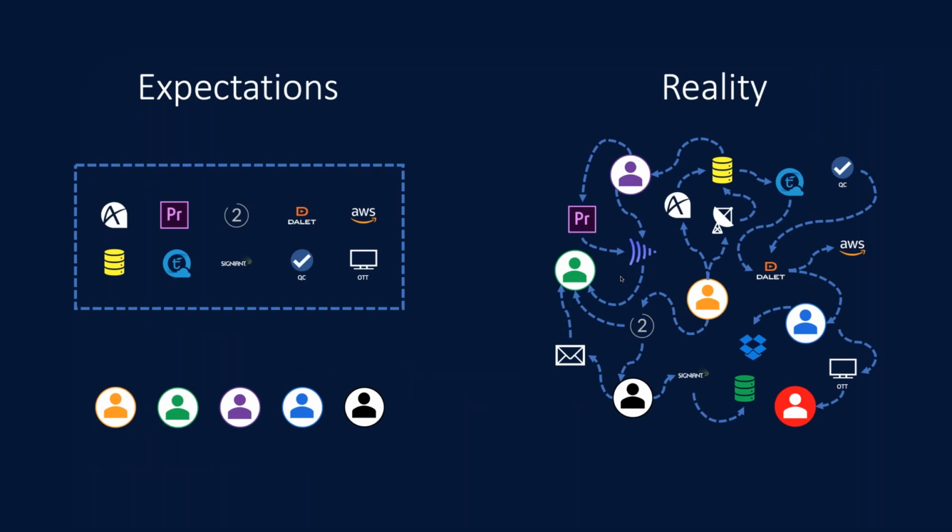Okay, so what is C and why did we build it? Really because of what we see here. On the left, you've got your expectations, and on the right, reality. And the expectations are, when organizations are buying these individual point solutions, they're buying them because they do things really, really well, whether it's for file transfer, transcoding, storage, whatever the case may be.